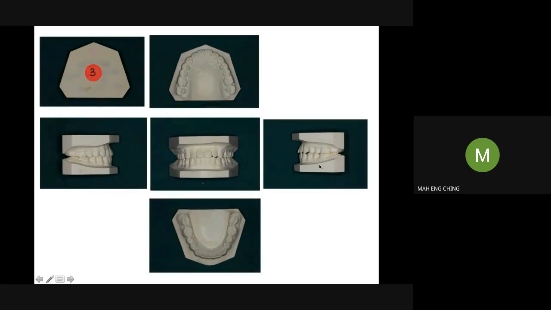So what will you give this one? 1D maybe, 2E. Why 2E? The open bite. Where's the open bite? Tell me where's the open bite? 2G, doctor. 2G? Yeah, I would say this one is 2G.